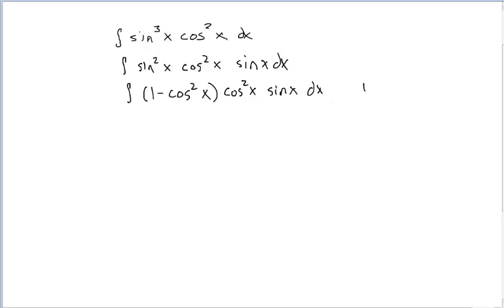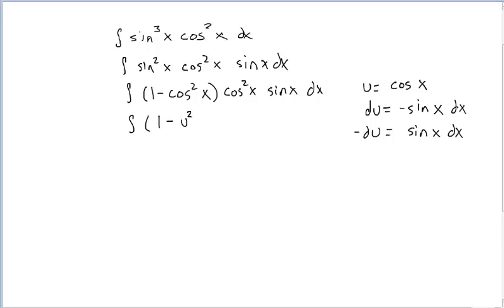And now I'm going to make u equal to cosine x, which makes my du equal to negative sine x dx. And then I'm going to move my negative to the other side, so I'm going to say negative du is equal to sine x dx. So now we can rewrite our integral in terms of u. So I have the integral of 1 minus u squared times u squared, and now sine x dx is equal to negative du. So I'm going to put my negative out front and my du, and now I'm going to multiply my u squared through my parentheses.